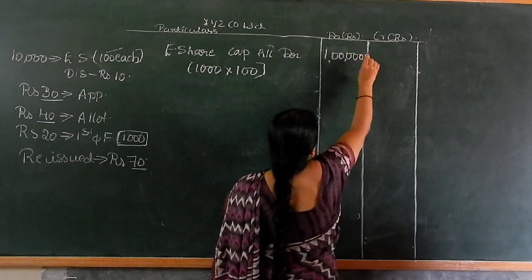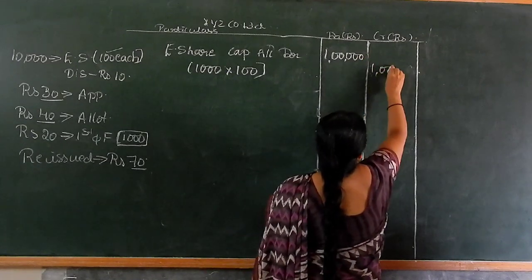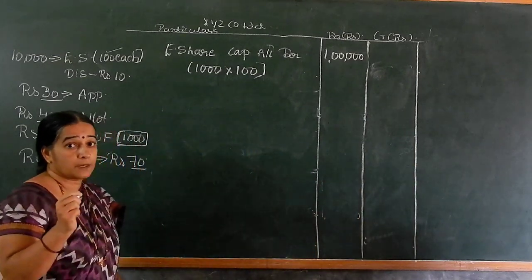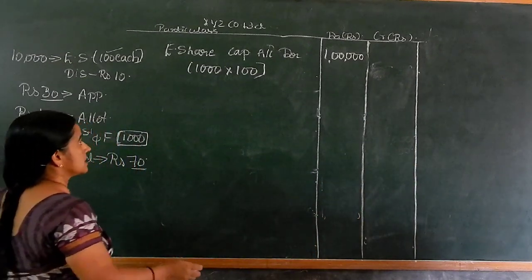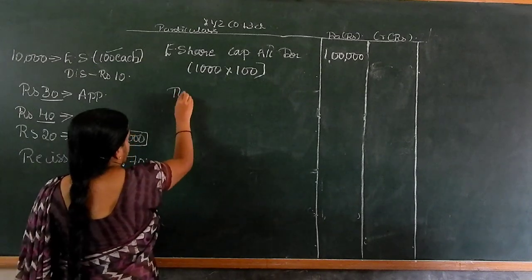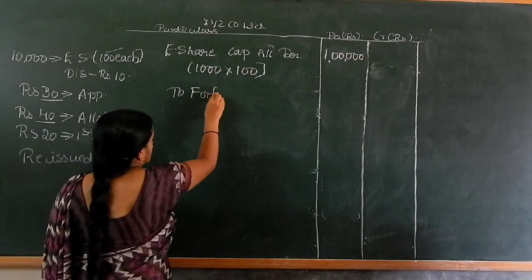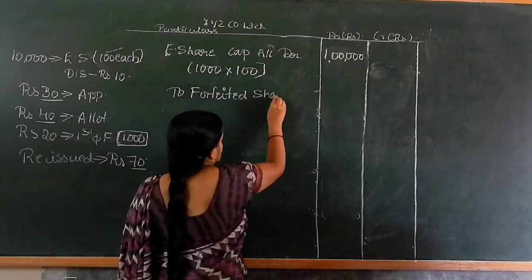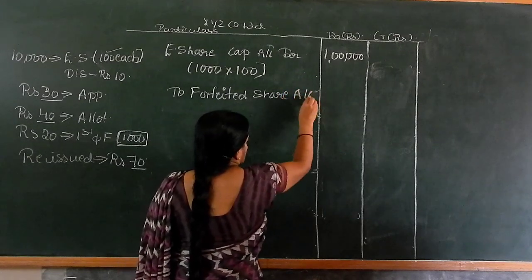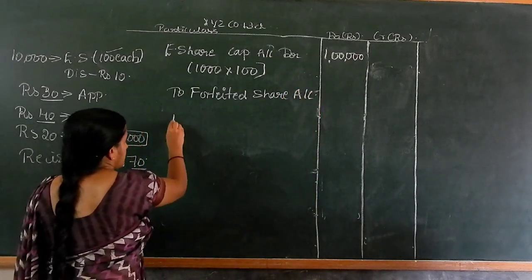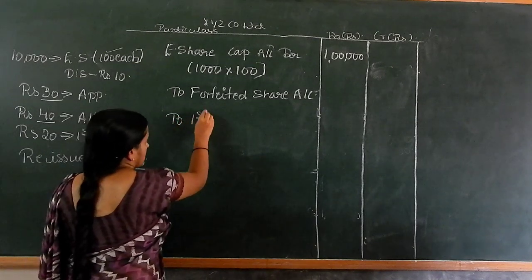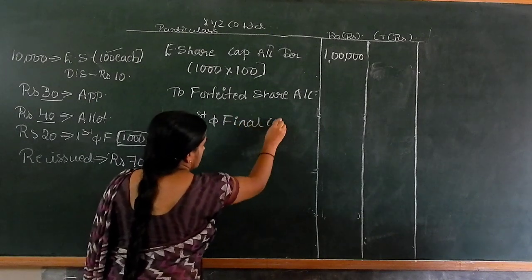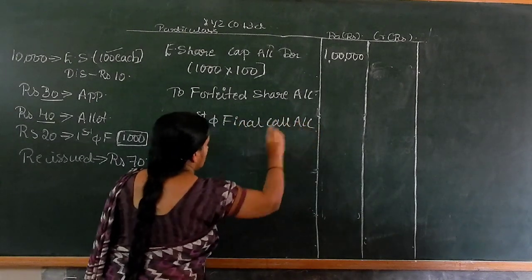That is 1 lakh. So next, 3 more accounts will be credited here. That is debtor to forfeited shares account, first and final call account.